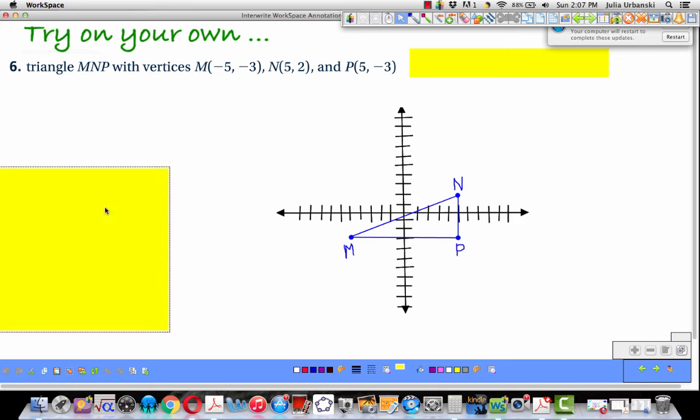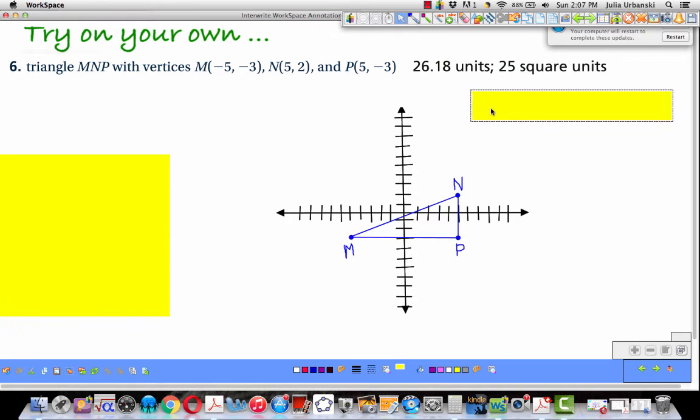For this one, here's your graph. And here are your answers. Should have been about 26.18 units and 25 square units. If you got 26.2, then that's okay as well.